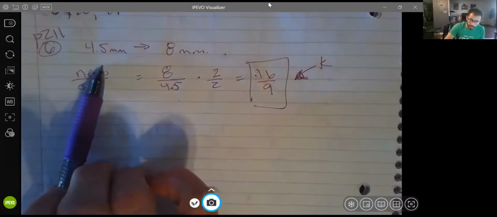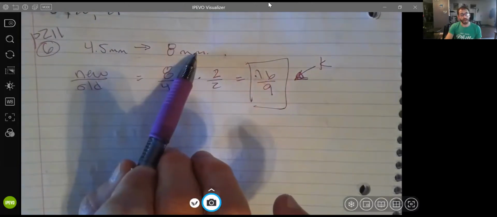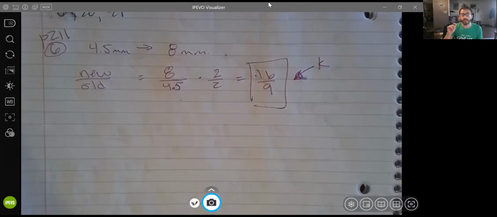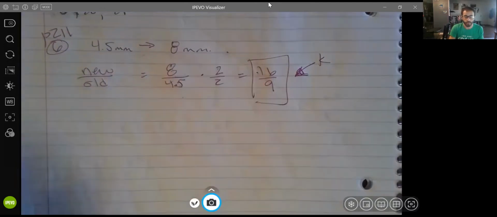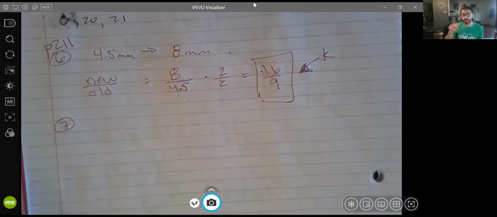All right, so new length, okay, so it went from 4.5 to 8 millimeters. So 8 millimeters goes on top, 4.5 goes on the bottom. The optometrist dilated our eyes by a scale factor of 16 over 9. You can go ahead and figure out what the decimal is if you want to talk in terms of decimals on your own, but we're not doing that here, okay? All right, but speaking of decimals, you might want to pause, read example 6 right now about the spider.